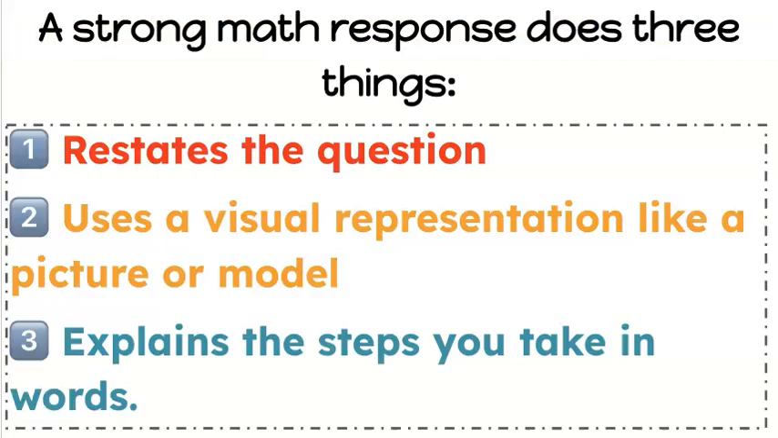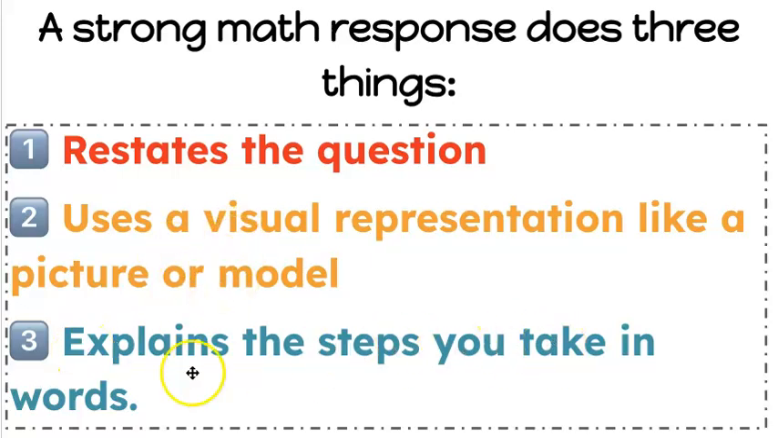So let's talk about the 3 things that a strong math response does. 1, it restates the question. Just like in reading and writing, we have a topic sentence. This is your topic sentence. 2, it uses a visual representation like a picture or a model. In this lesson, when you're going to use a visual representation, we are expecting either a number line or fraction strips. You can pick whatever you like better, whichever one can really show your thinking. This is like your evidence in your writing.